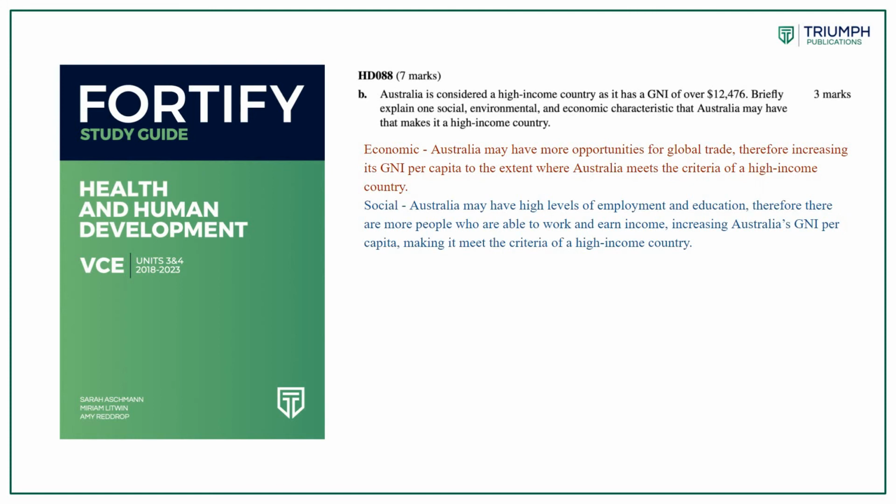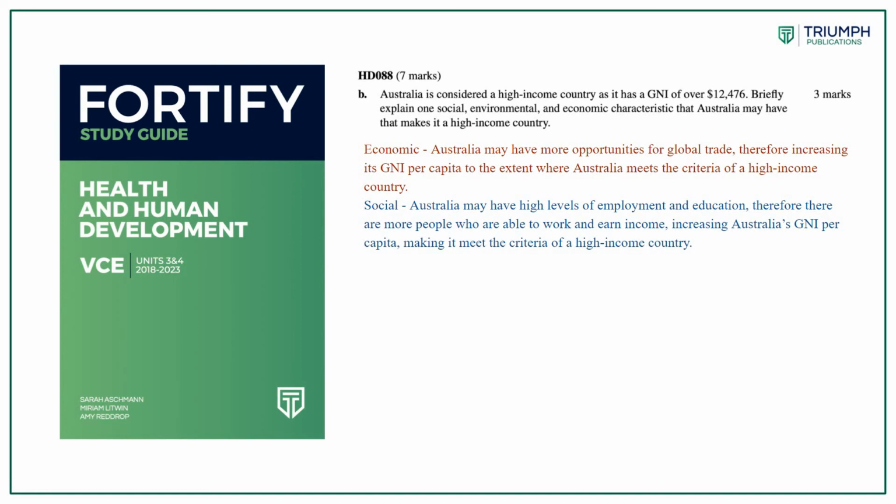Then we're going to do the same thing for social, and we're just going to say, identify the characteristic by saying Australia may have high levels of employment and education. Then you're going to go into the part where you're explaining why it increases the GNI. Therefore, there are more people who are able to work on an income, increasing Australia's GNI per capita, making it meet the criteria of a high-income country.